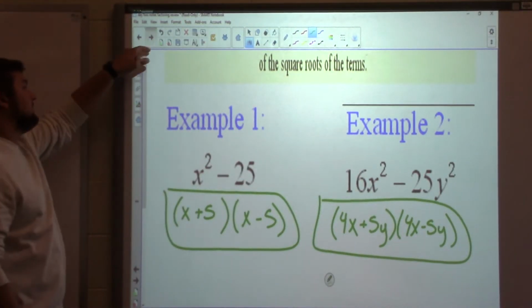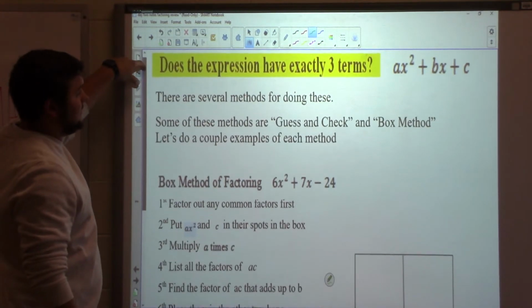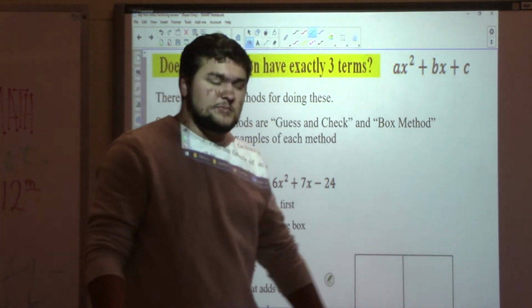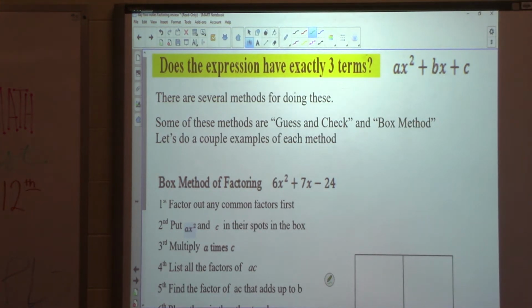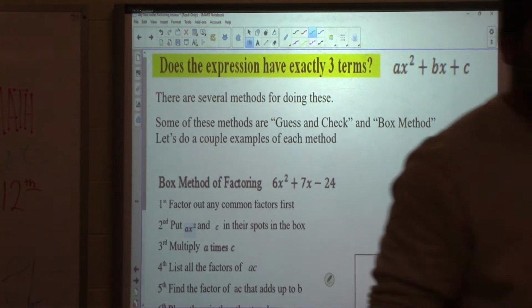First method we're going to talk about, box method. Alright, if we have ax squared plus bx plus c, we have three terms. How many of you like using the box method? Or remember? Okay, how many of you are guess and check people? How many of us don't know yet? Perfect, that's fine.